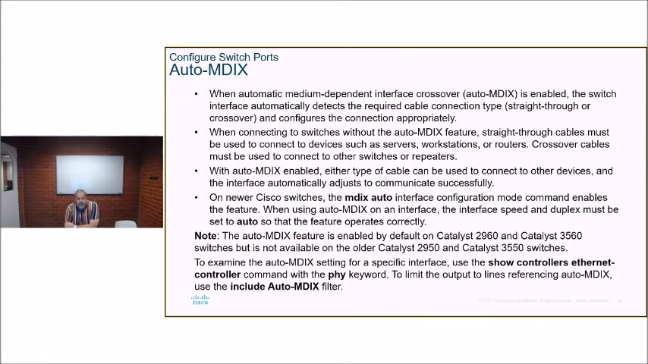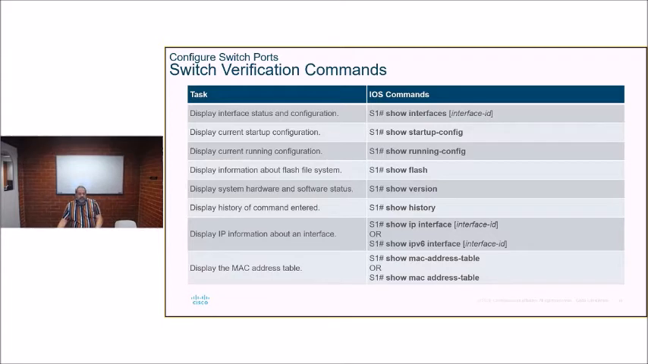When using auto MDIX on an interface, the interface speed and duplex must be set to auto so the feature operates correctly. Note that the auto MDIX feature is enabled by default on Cisco Catalyst 2960s and 3560s, but is not available on older Catalyst 2950s and 3550s. To examine the auto MDIX setting for a specific interface, do show controllers ethernet, and it will actually tell you. There'll be a filter keyword, and then to limit the output of lines, you can actually just include auto MDIX as the filter. Okay.